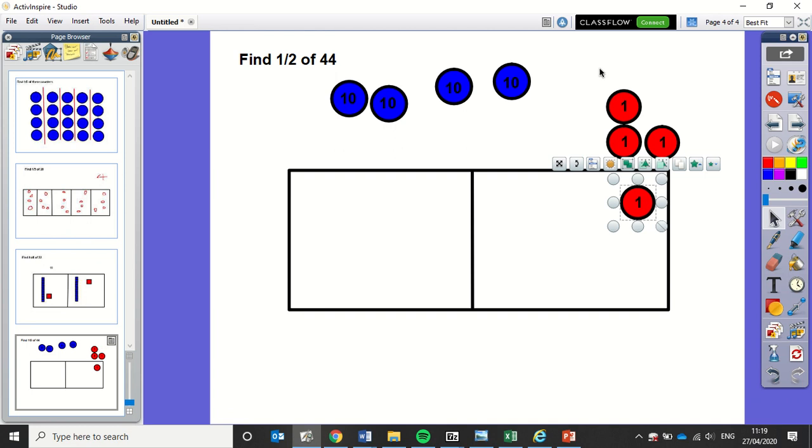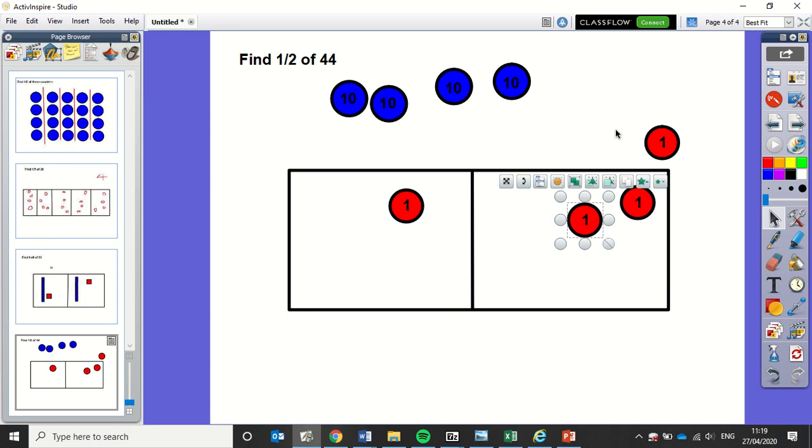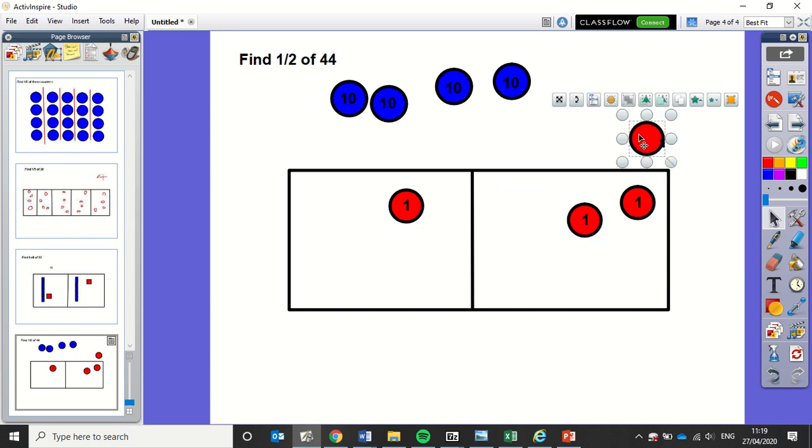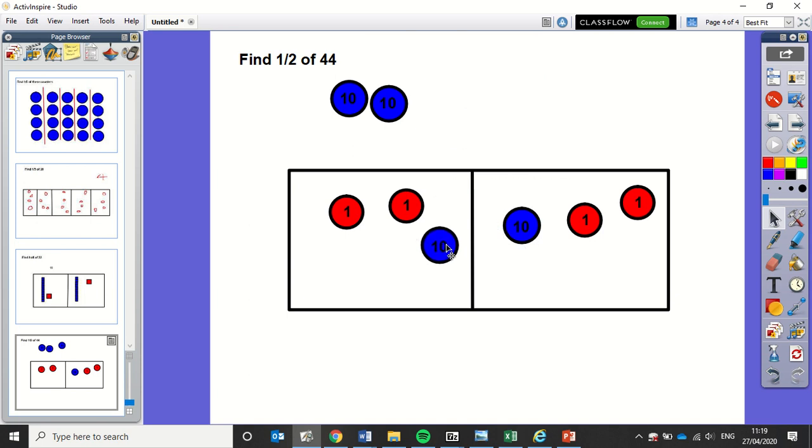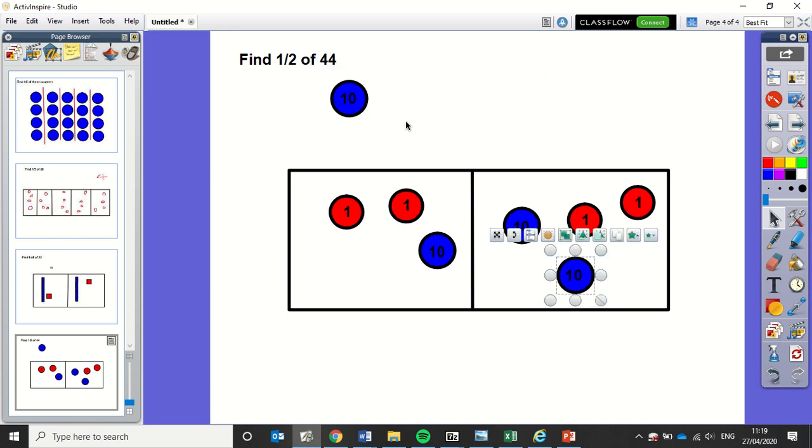So one there. One there. You can have another one. And you can have this last one. And now we can separate the tens. One for you. One for you. One for you. And one for you.